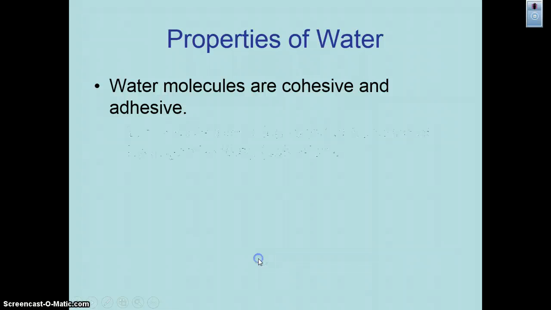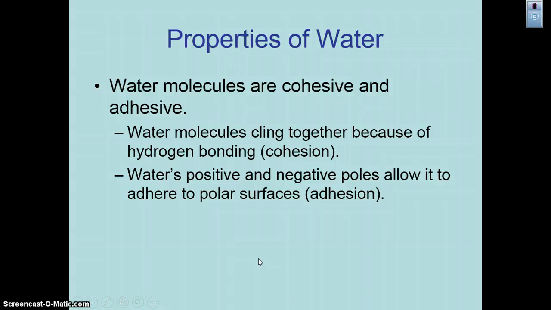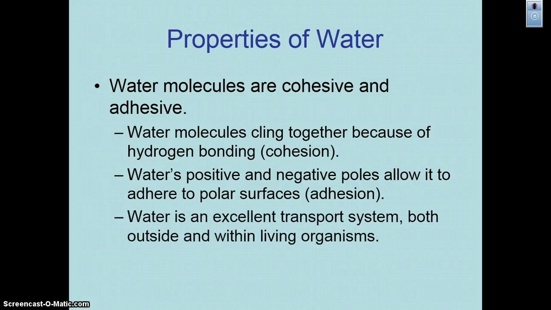Water molecules are both cohesive and adhesive. Cohesion is the property that they have because they are attracted to each other due to the hydrogen bonding. Adhesion is the property that they have due to the fact that they are attracted to other polar surfaces, so they adhere. If you can remember, adhesion is like a band-aid on your skin, so it adheres to other surfaces. Cohesion is where it adheres to itself.